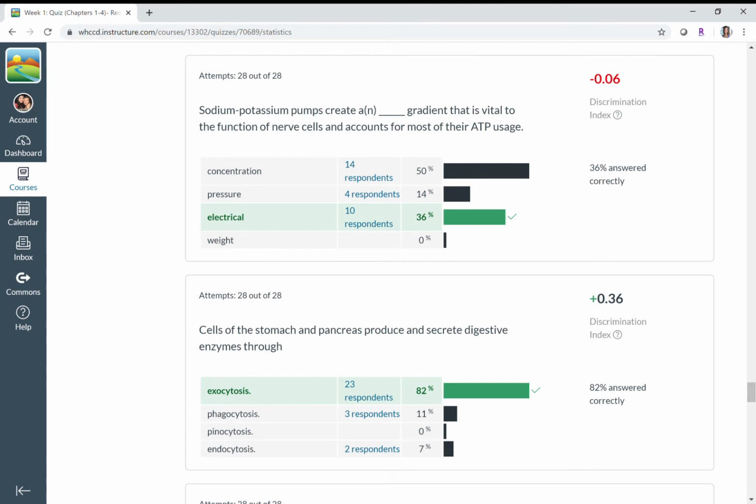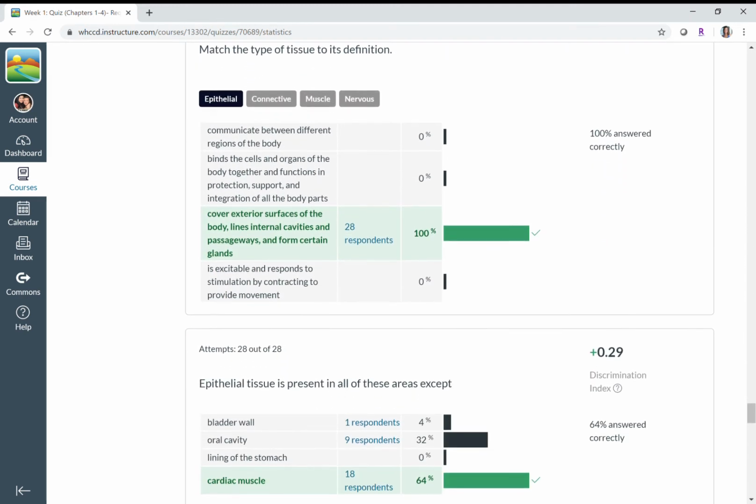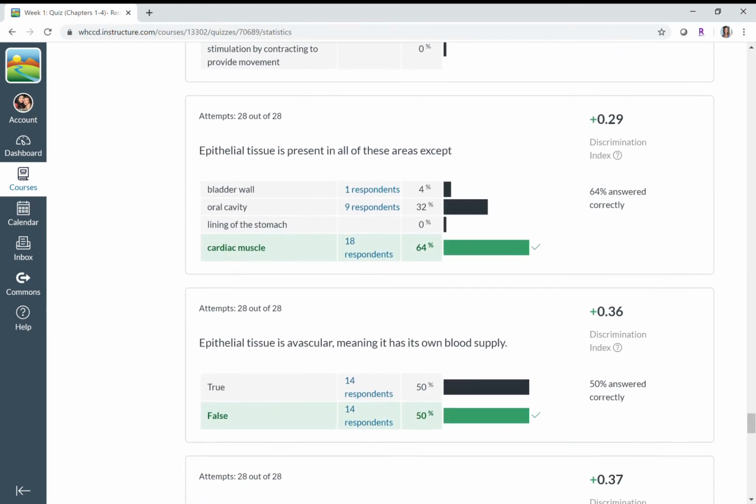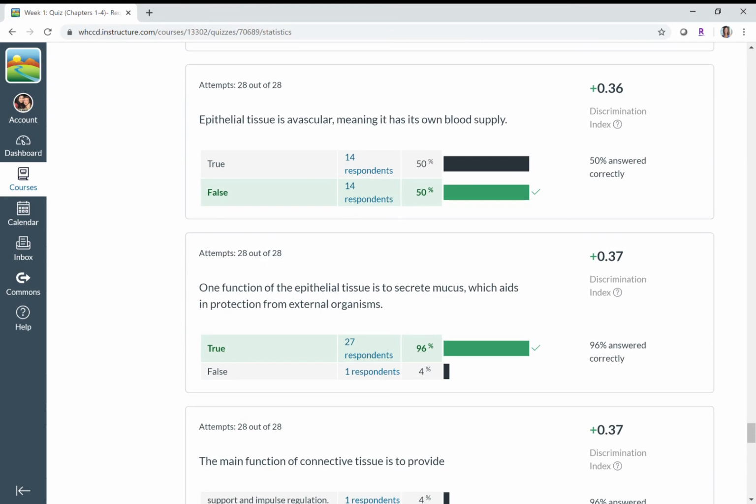The next question that I gave back, this one here: epithelial tissue is avascular, meaning it has its own blood supply. I remember talking about this in the PowerPoint, probably went through it a little too fast, so that's bad on me, I did not teach this well enough. But epithelial tissue is avascular.